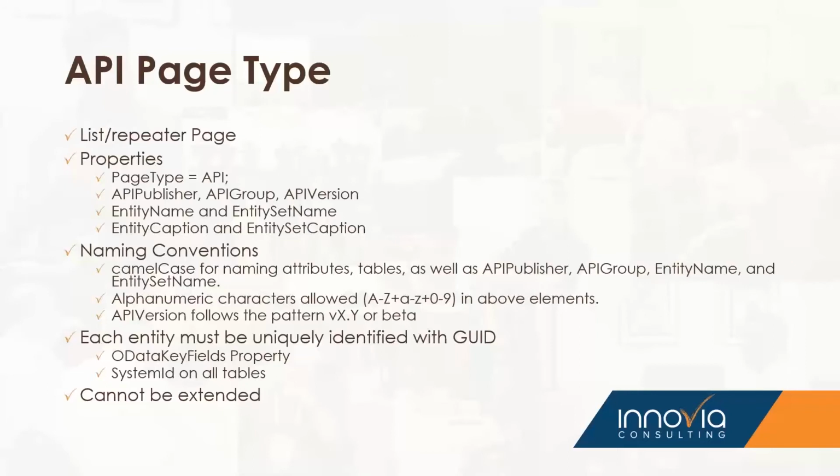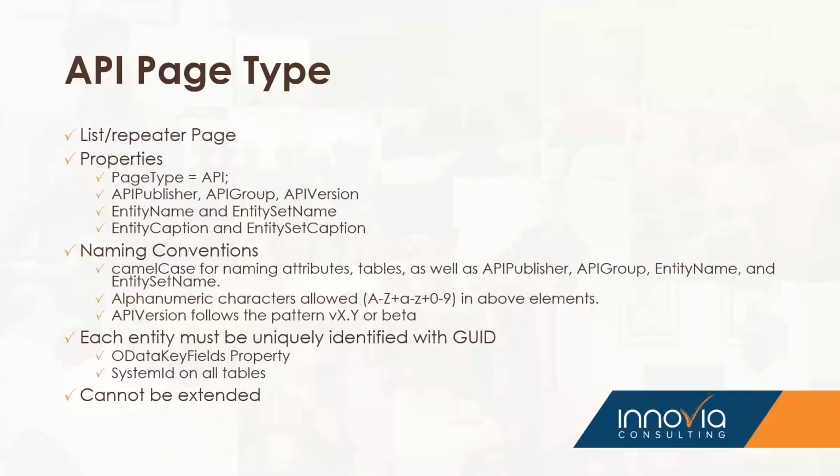The API version is a little bit unique. That will have a pattern of v and then number dot number. So v1.0, v1.1, v2.0, however you want to version it, it's completely up to you. Or if you're in a testing mode, you can use the phrase just beta in there. Anything else than that, and it's going to throw a fit.